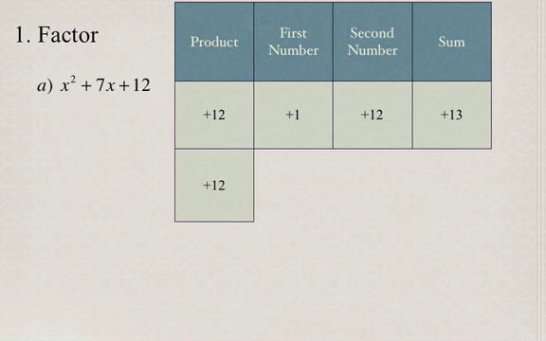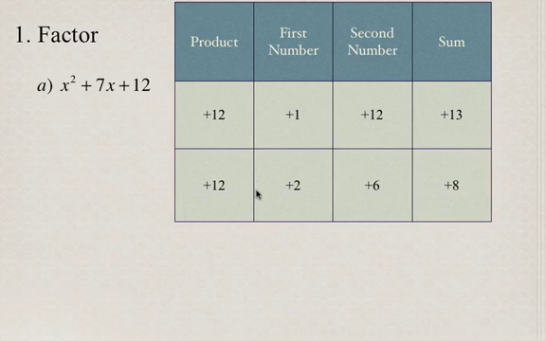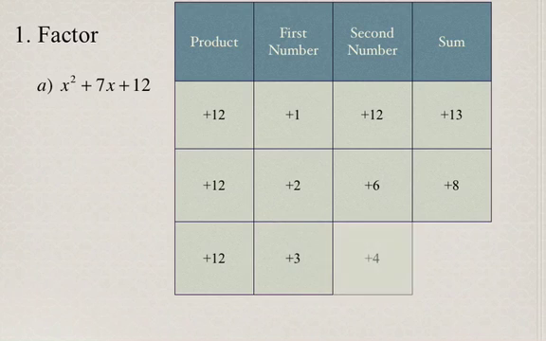So look at the next factor of 12, which is 2, because 2 times 6 is equal to 12, but 2 plus 6 is equal to 8. And so 2 and 6 are not the values that we're looking for. Next, the next factor of 12 up from 2 is 3. And 3 times 4 is equal to 12, and 3 plus 4 is equal to 7. So now we have two numbers that have a product of 12 and a sum of 7. So the two numbers we're looking for are 3 and 4.